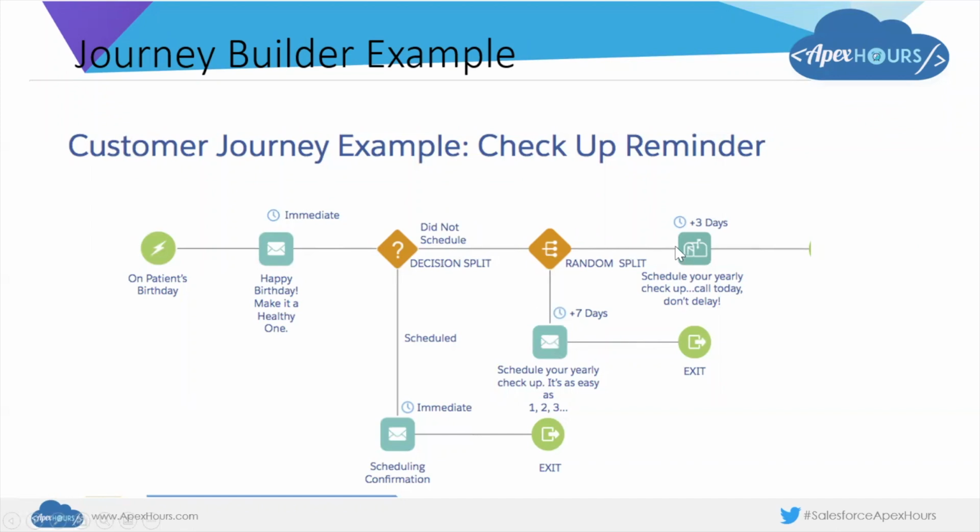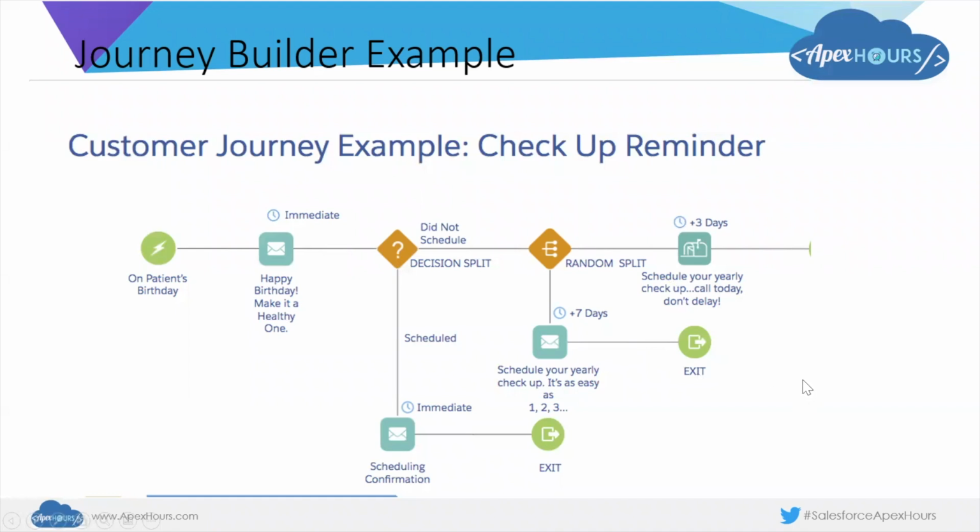One way is to send a mail, and the other way is to wait for 7 days and send the email. For this, we are randomly splitting the contacts through different paths. As you see here, in one path, it's waiting for 3 days and sending the mail. And on the other path, it's waiting for 7 days and sending the email. And then they exit the journey.